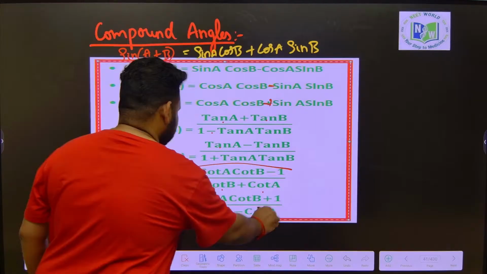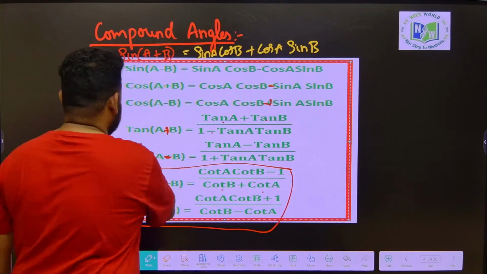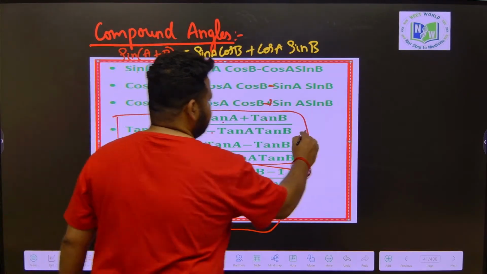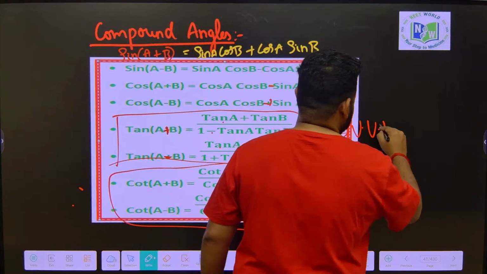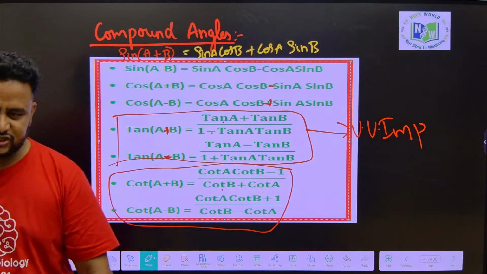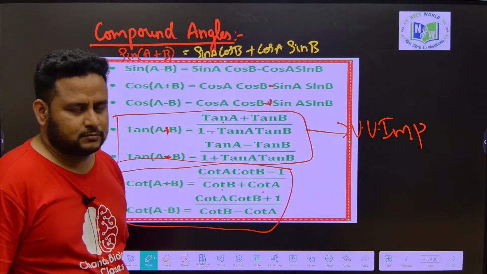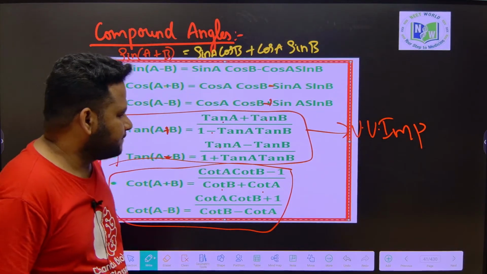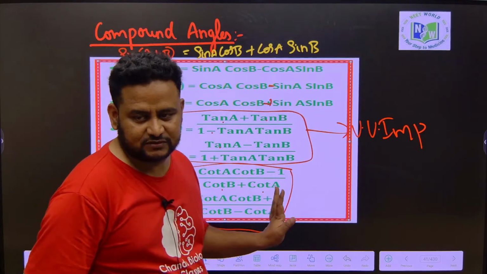Very important, this one also. This is also a highly important formula. This entire slide is very important. If you are getting a question, you will get it from here also. Clear? Now let us see a PYQ based on this, that is given.